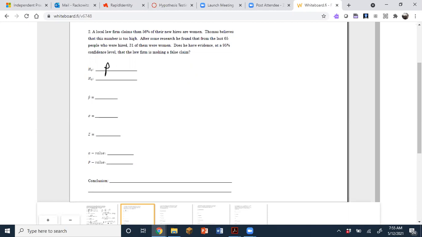So the company says the probability is 0.56. He's saying, I think it's less than that, you guys really aren't hiring that many women. We're going to do a 95% confidence interval, and so the last 31 out of 65, and again, this is a small sample size. Is that big enough for his proof?